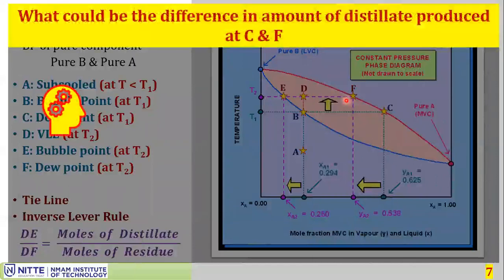Just pause the video and ponder over this question. What could be the difference in amount of distillate produced at C and F? C and F. These are the 2 points. Pause the video and think.